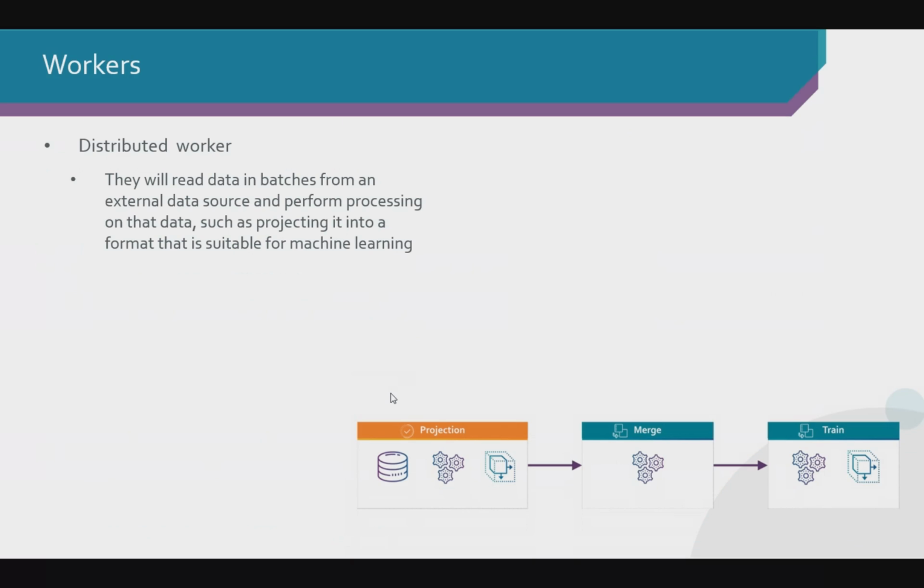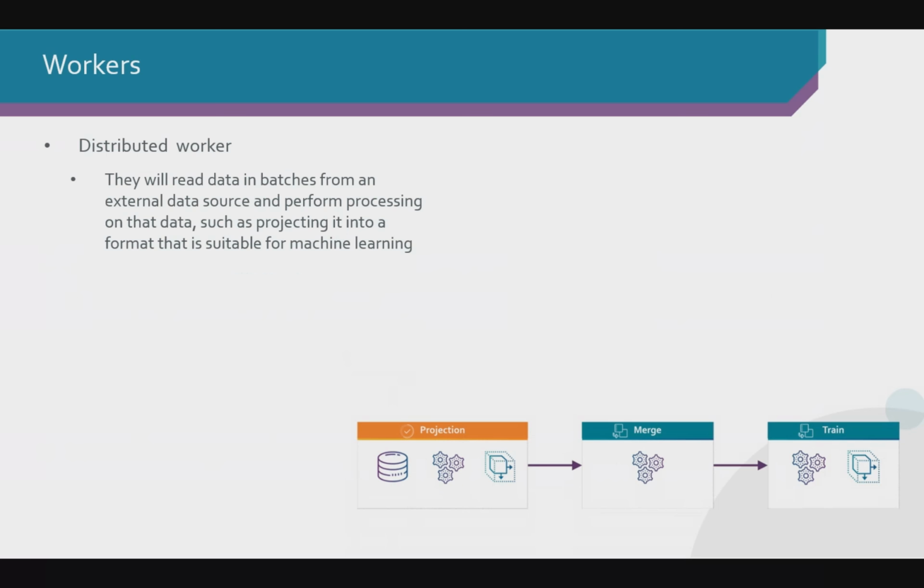Let's go into workers. As I mentioned earlier, there were 3 key components: workers, task managers, and agents. So this is workers. There are two types of workers: distributed workers and deferred workers. A distributed worker will read the data in batches from an external data source and perform processing on that data, such as projecting it into a format that is suitable for machine learning. An example of a distributed worker is projection.